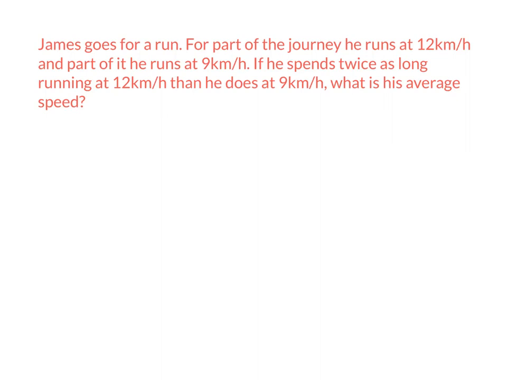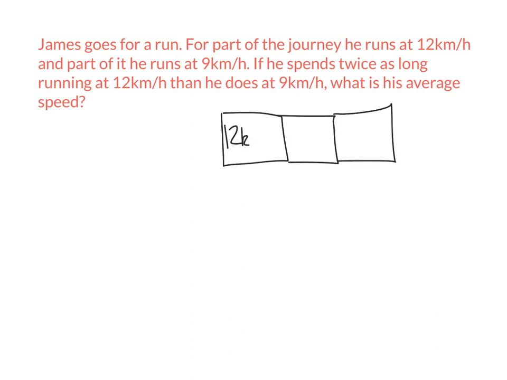So before we start, I want to point out it doesn't actually matter how long the total run is. We've got all the information we need because we know that he spends twice as long at this speed than at this speed. So this is a hard one. We're going to look at it like this. It's sort of like he runs this journey in 3 parts. For 2 of those parts, he runs at 12 kilometers an hour, and one of those parts he runs at 9 kilometers per hour. So you can see clearly he spent twice as long at 12 kilometers per hour than he has at 9 kilometers per hour. So what would be his average speed?